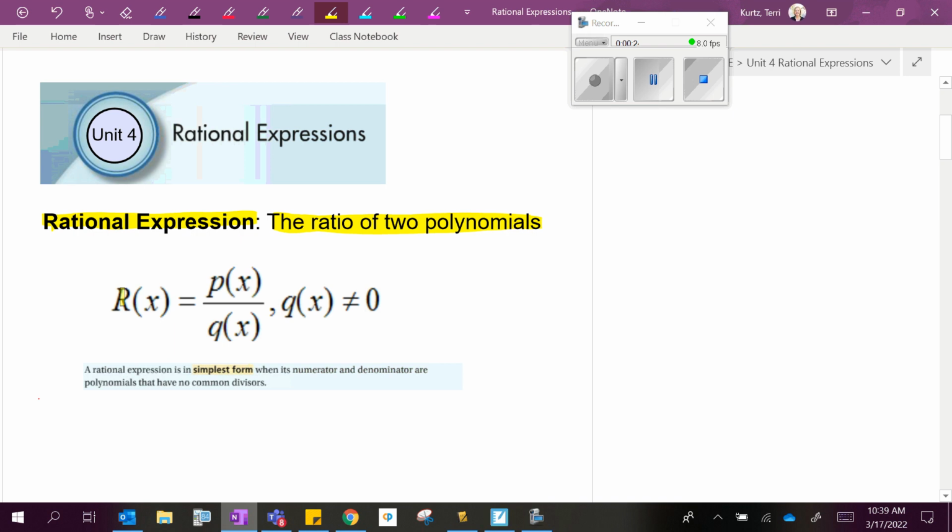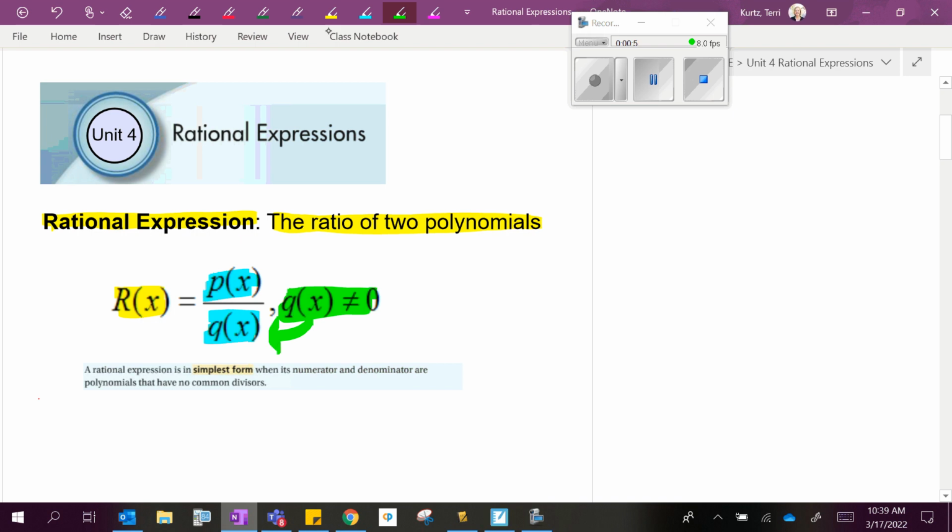So we can say, like, if R of X is our rational expression, it is made up of a polynomial in the numerator and a polynomial in the denominator. Okay, and you'll see more what that looks like when we go to examples. And then this little expression here just means that Q of X cannot equal 0. And if you notice, Q of X is what they call the polynomial in the denominator.